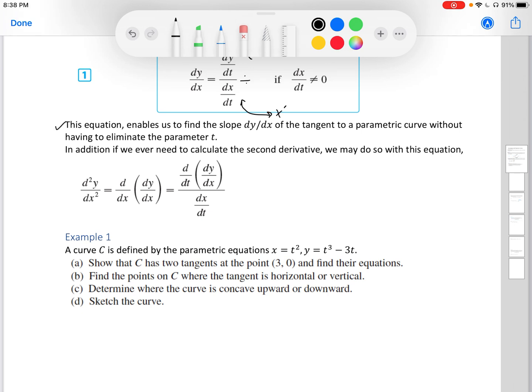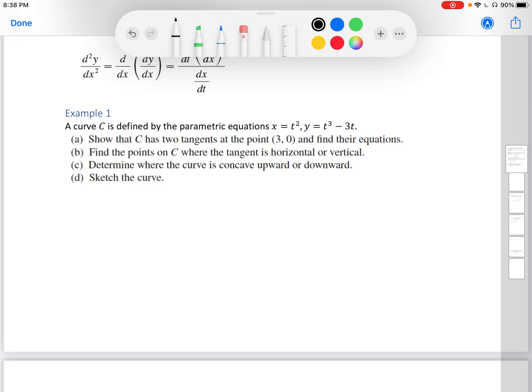This equation enables us to find the slope dy/dx of the tangent to the parametric curve without having to eliminate the parameter t. In addition, if we ever need to calculate the second derivative, we may do so with this equation. d squared y divided by dx squared is the derivative d/dx of dy/dx. So we have our derivative of dy/dx divided by dx/dt.